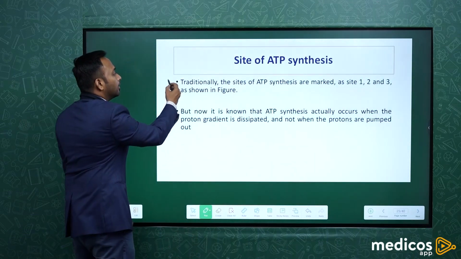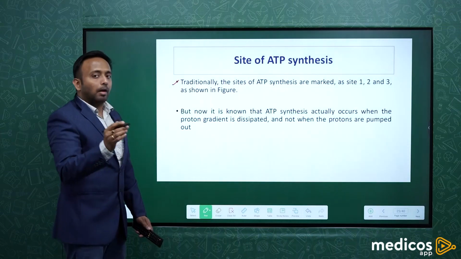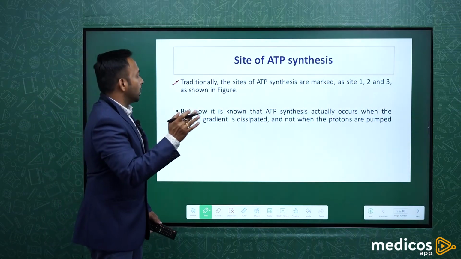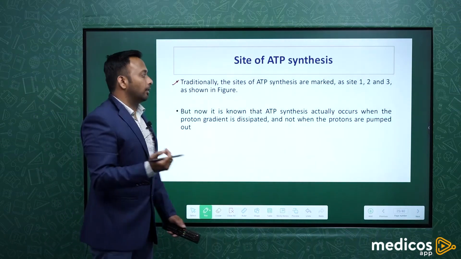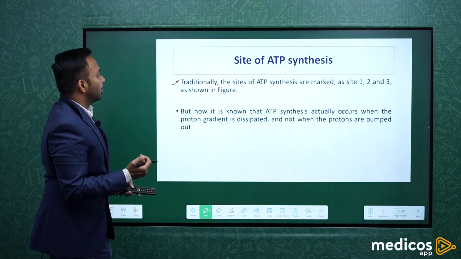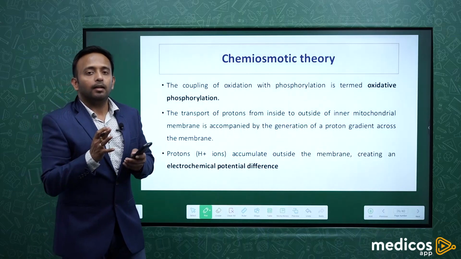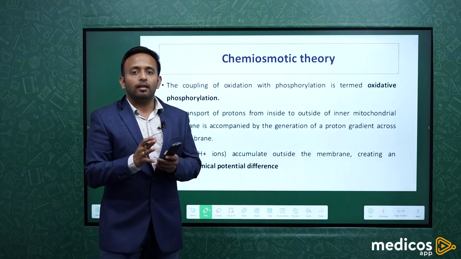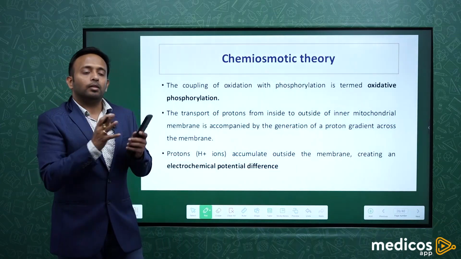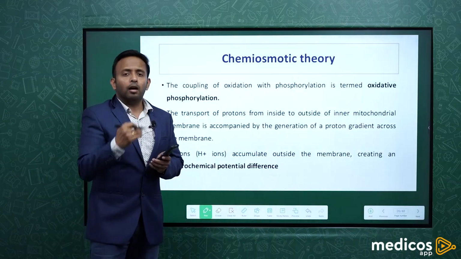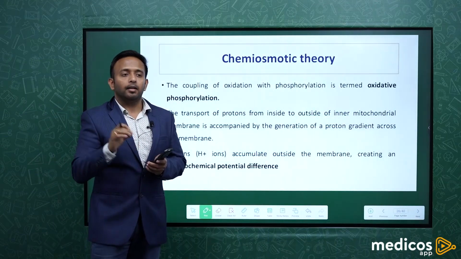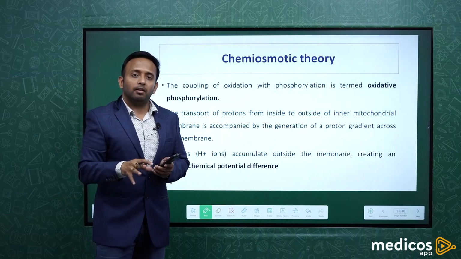Okay, so traditionally the sites of ATP synthesis were marked as site 1, 2 and 3, which we have seen in the electron transport chain. Next we come to the theory which explains how the transport of electrons and the formation of the hydrogen gradient contribute to ATP generation.